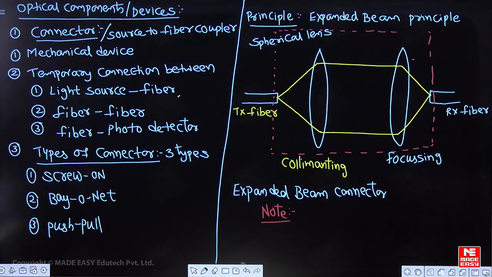Okay, right. Please put the heading as expanded beam connector. First point. Remaining points I am not telling. Types of connectors, everything is on the board. Please write down the point at expanded beam connector. First point, put the heading as expanded beam connector.